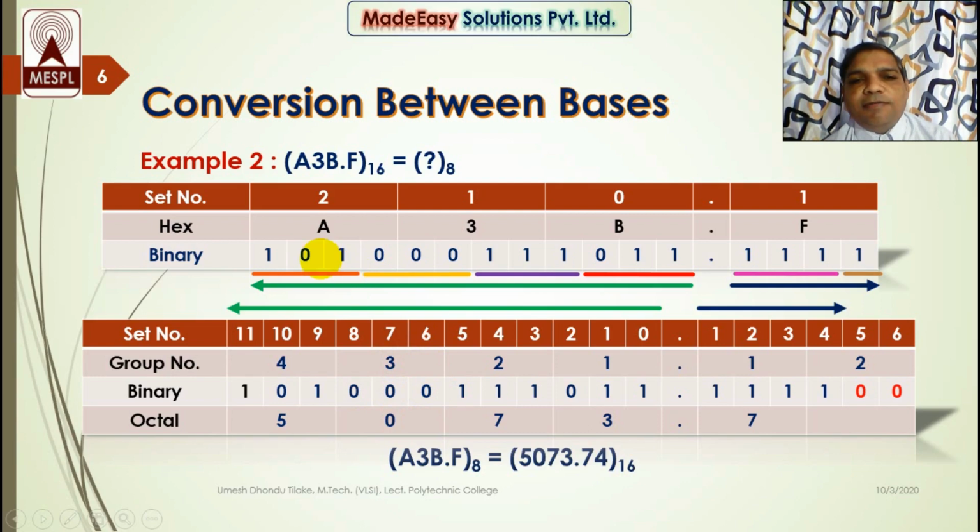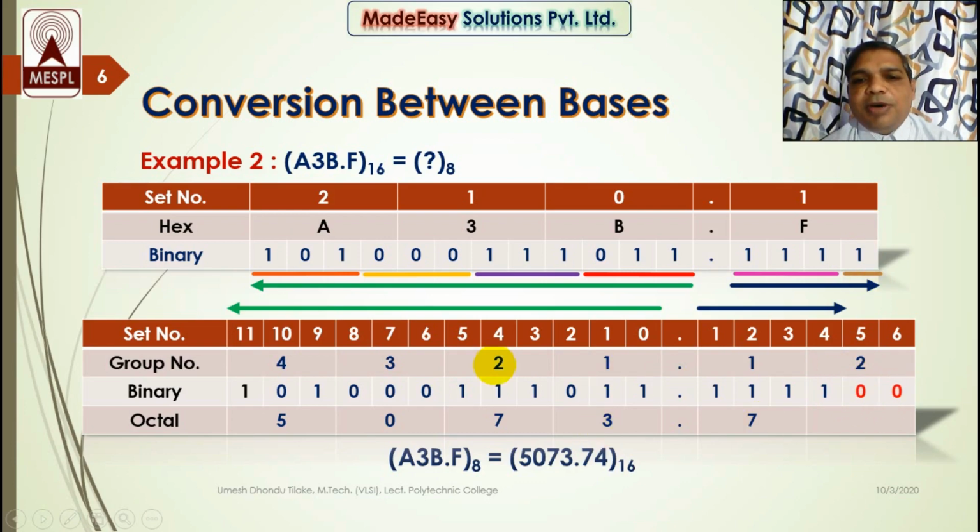Now come to the final group, 101, shown by the chocolate color line. Place this 101 in group 4. Now come to the fractional part, 111 will be the first group shown by the pink color line. So place this group 111 in group 1 of the fractional part. Then come to the next part, only one digit is there. So place this one digit here and fill the remaining places with zeros to complete the group.